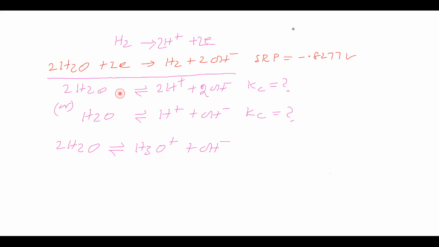These two reactions are same, but this one and this one are different. Why? Because the stoichiometric coefficients here and here are different. Here 2H+ ions, but here 1 H+ ion. Here 2OH- ions, but here 1 OH- ion. Therefore, we have to find the equilibrium constant for this, not for this one.